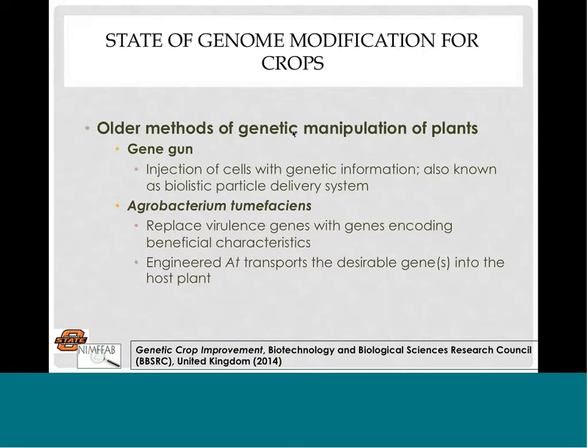A. tumefaciens is particularly useful because we have the capacity to replace the virulence genes with beneficial genes, encoding things that we want. And then the bacterium is still able to enter the plant and deliver the desirable genes into the nucleus where they are incorporated into the plant's DNA and are expressed there.